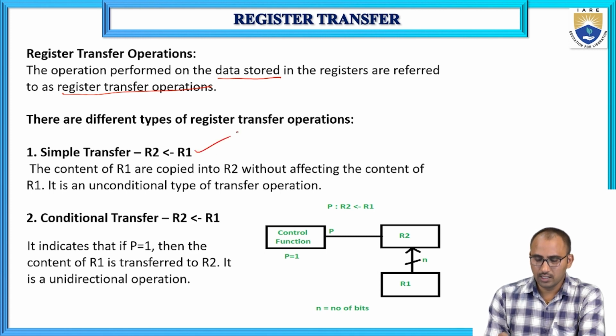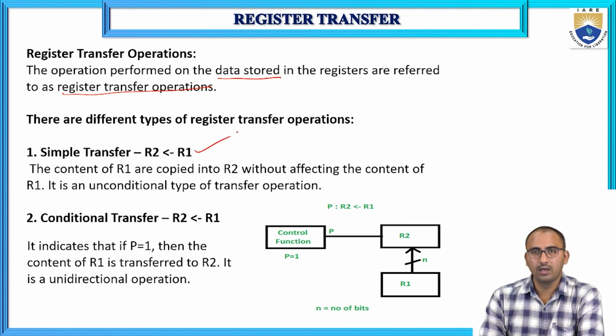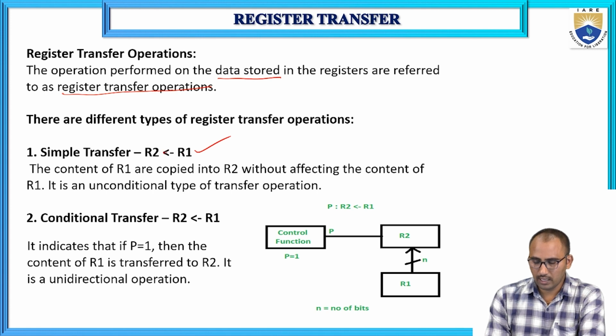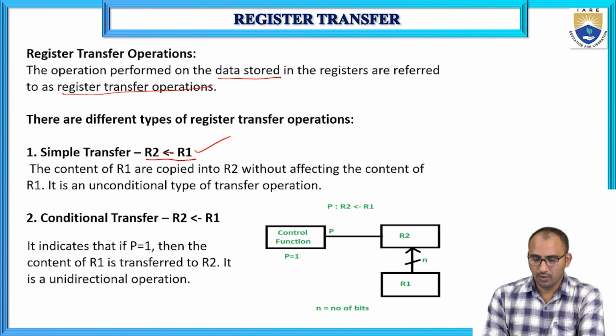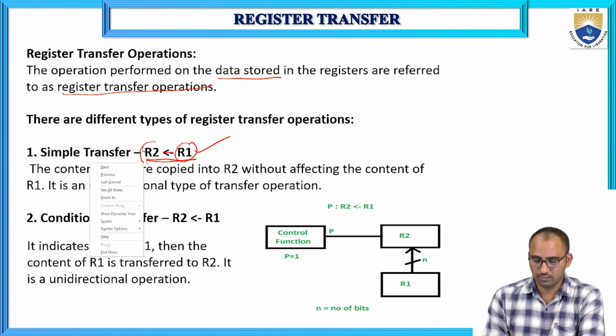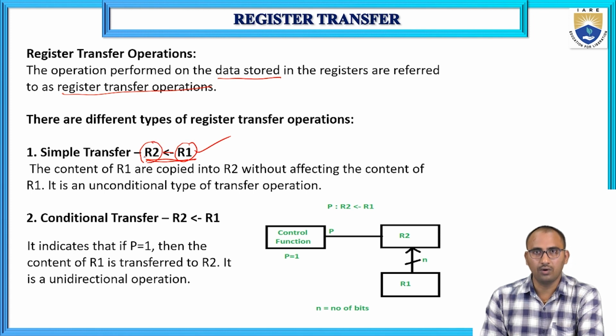The first one is a simple transfer. R2 arrow R1. That is a simple transfer. That means in this simple transfer, we are not checking any condition. Whenever we specify it like this, it indicates that the contents of the R1 register will be transferred to register R2. So that is a simple transfer.